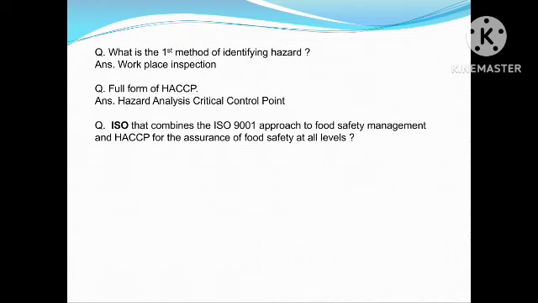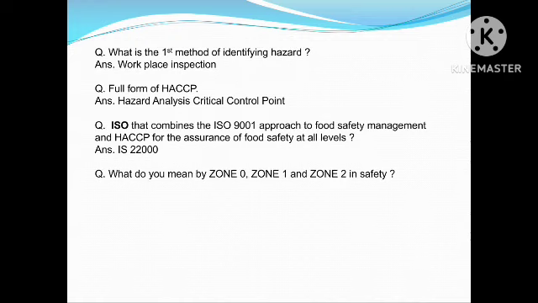The ISO standard that combines ISO 9001, which is the Quality Management System approach, to food safety management and hazard analysis critical control point for assurance of food safety at all levels, is ISO 22000.